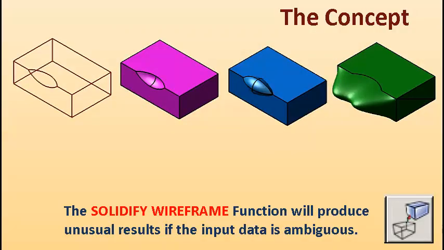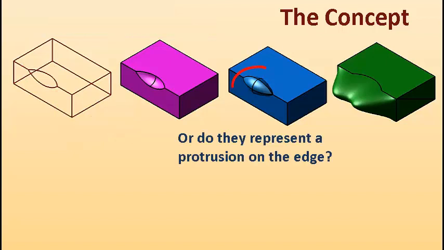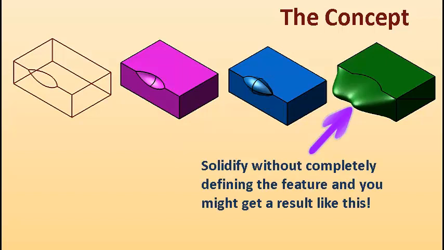The solidify wireframe function will produce unusual results if the input data is ambiguous. Do these arcs represent a gouge in the edge of the part? Or do they represent a protrusion on the edge? Solidify without completely defining the feature, and you might get a result like this.